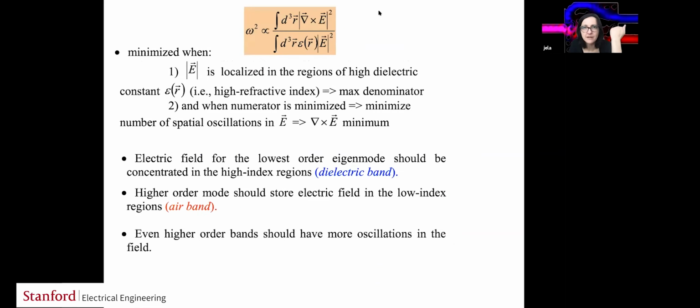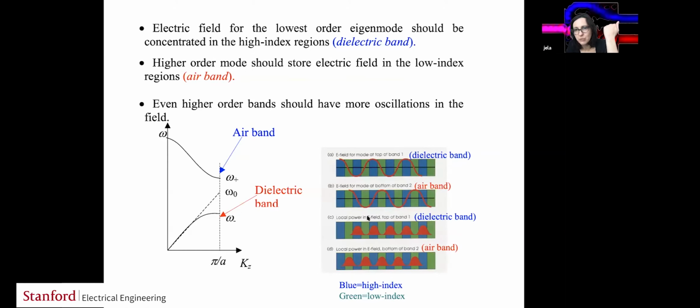If you go back to this expression, you can change the numerator, right? So if you still have periodicity of 2a, but you start increasing the number of oscillations in the electric field, you can make this larger, okay? So if you go to higher order bands, you will see that you still have this envelope of 2a, but you may see two lobes of electric field per high index region, right? So it's not just a single lobe, but there are two lobes.